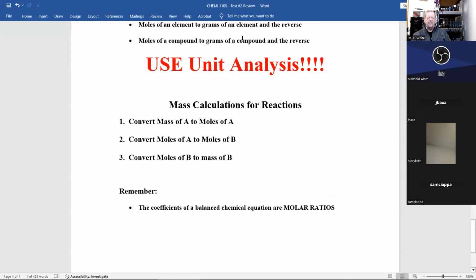Now, the last thing I want to talk about is mass calculations for reactions. And an important thing to remember is the coefficients of a balanced chemical equation are molar ratios.